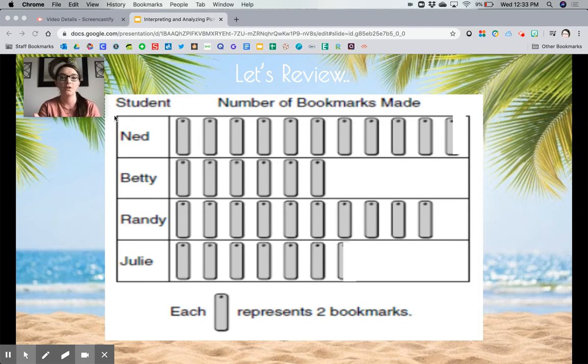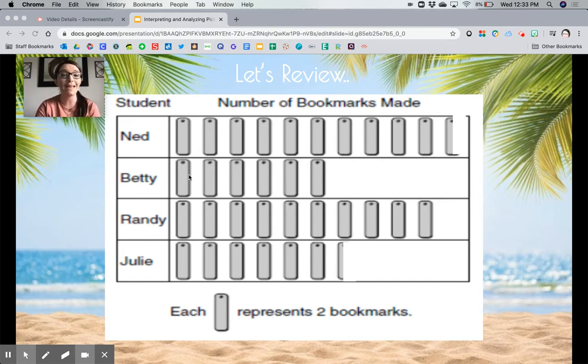So you have a title. In this one, it's called Number of Bookmarks Made. It also has labels that tell me the different categories that we were looking at. With this graph in particular, we were looking at who the students were and how many bookmarks they made. Now, each bookmark that's shown represents 2 bookmarks.